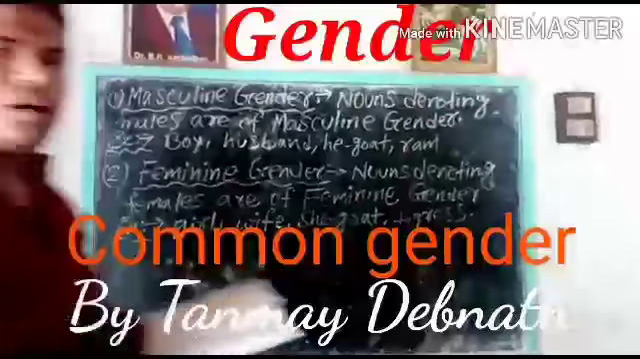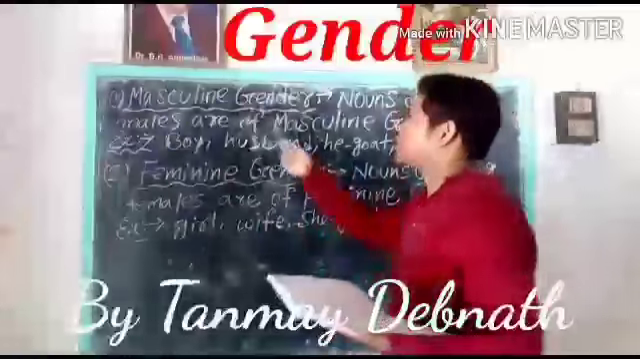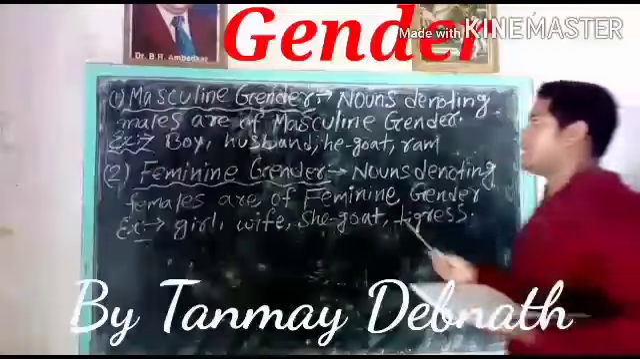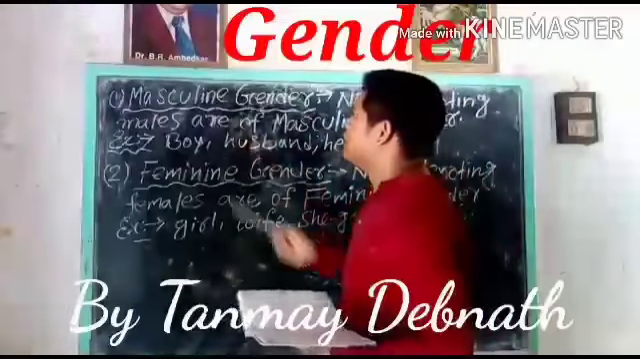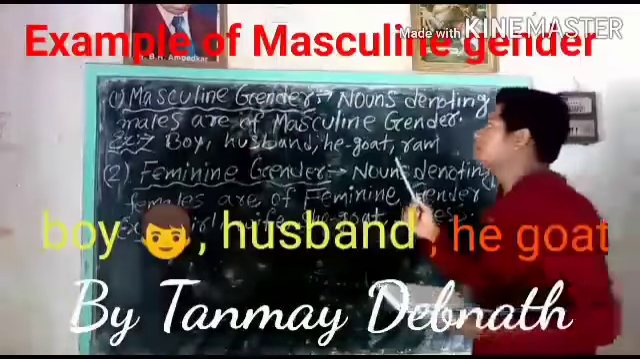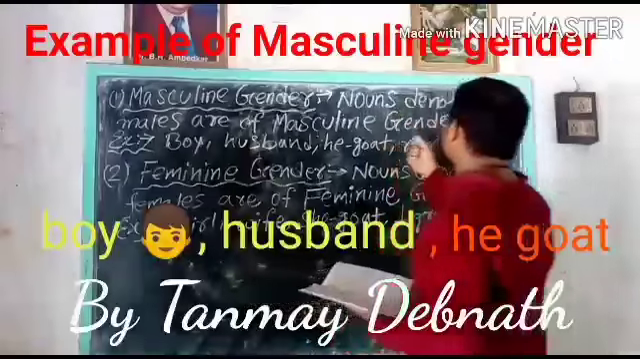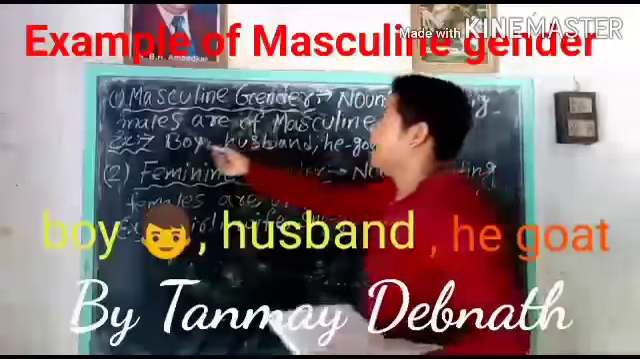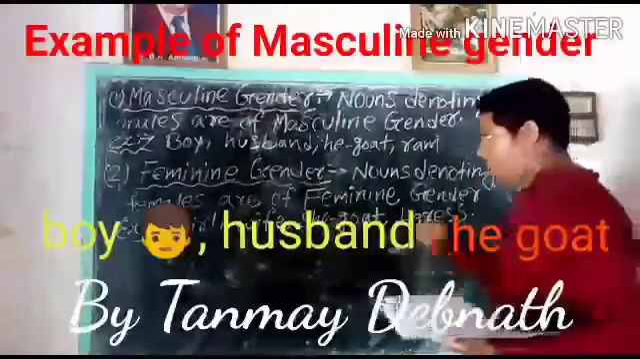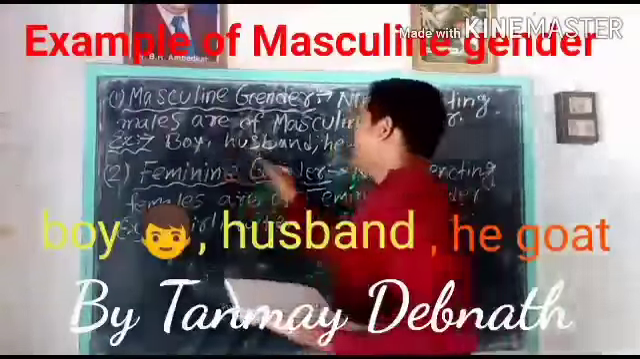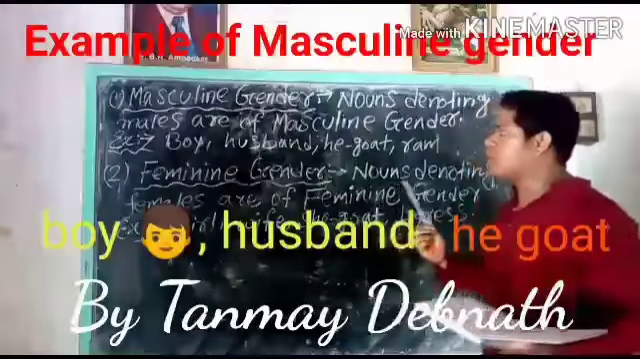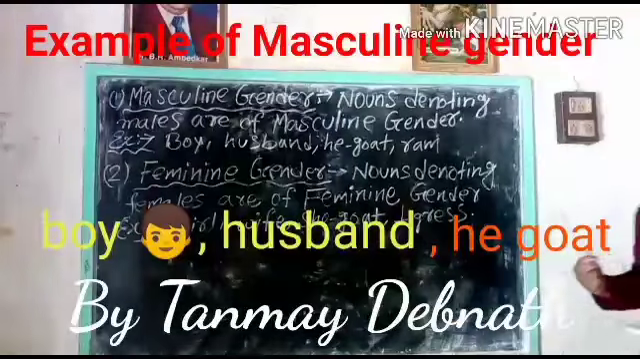So students, first one is masculine gender. What do we mean by masculine gender? The definition of masculine gender is like this: nouns denoting males are of masculine gender. For example, boy, husband, he-goat, ram. All of these are examples of masculine gender.